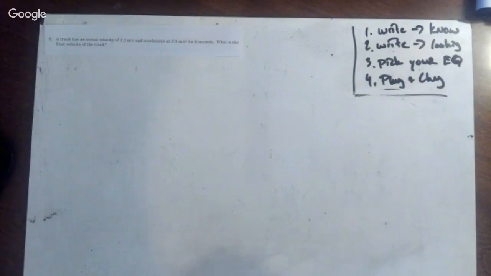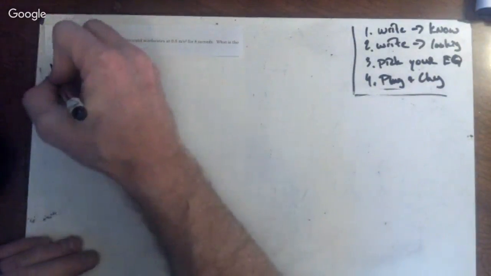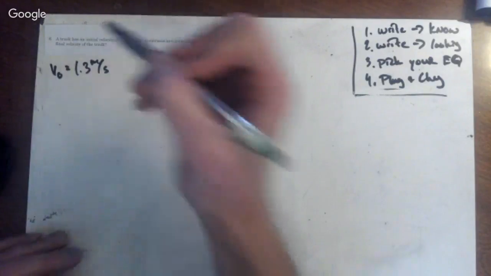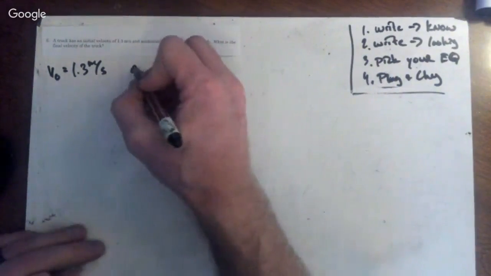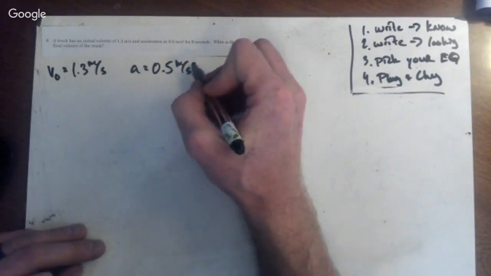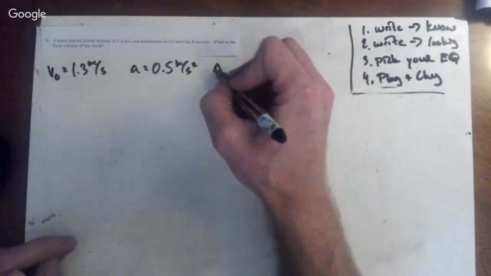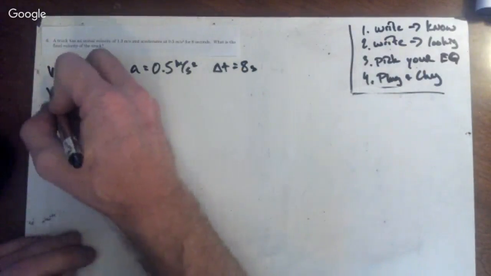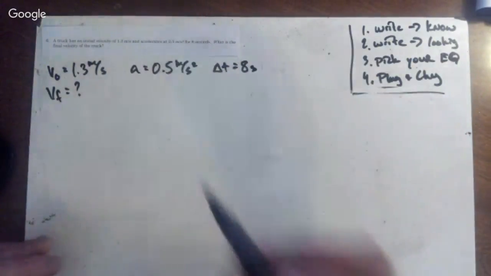All right. A truck has an initial velocity. All right. Writing what we know. Initial velocity of 1.3 meters per second. And accelerates 0.5 meters per second squared for 8 seconds. Delta t equals 8 seconds. What is the final velocity of the truck? The final. We don't know.